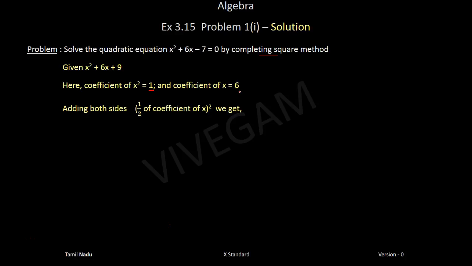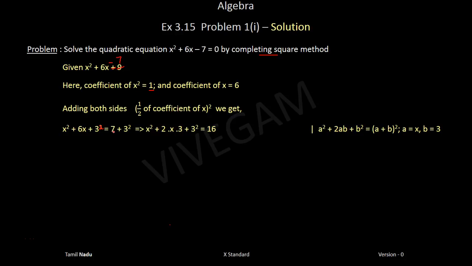So here the coefficient of x is 6, half the coefficient of x is 3. So add 3 square to both sides. So what will you get? You will get x square plus 6x plus 3 square. Sorry, this is a typographical error. Okay, 3 square equal to 7. Oh, here also there are too many errors, I guess. This is minus 7. Okay, right.